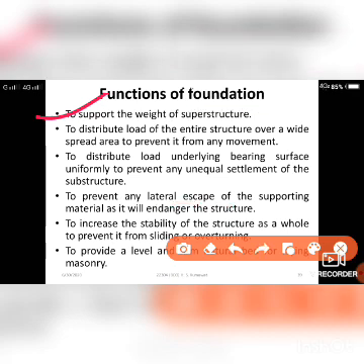Next, to increase the stability of the structure as a whole, to prevent it from sliding or overturning. The dams or bridges also have footings or foundations, so to avoid sliding or overturning, the foundation provides the stability.